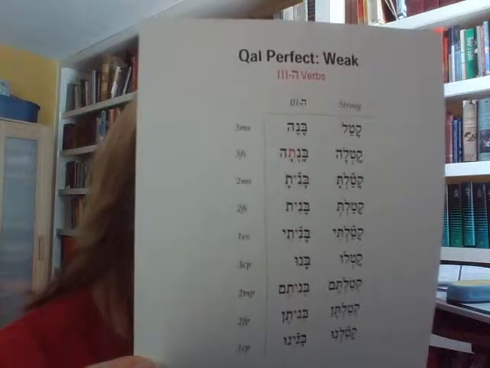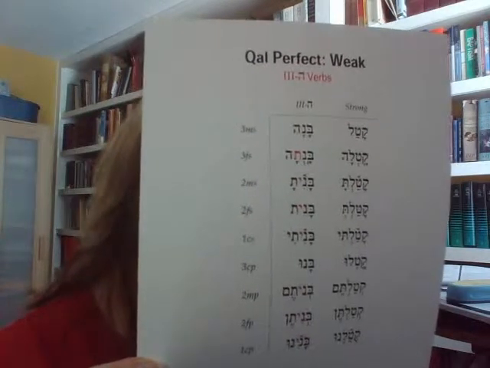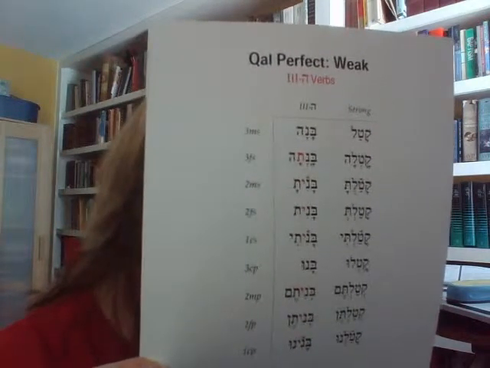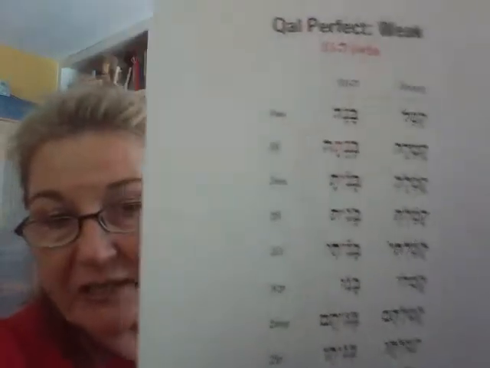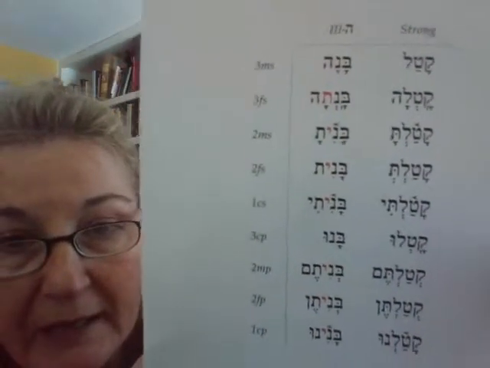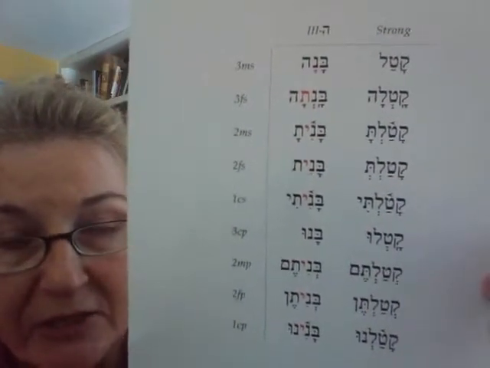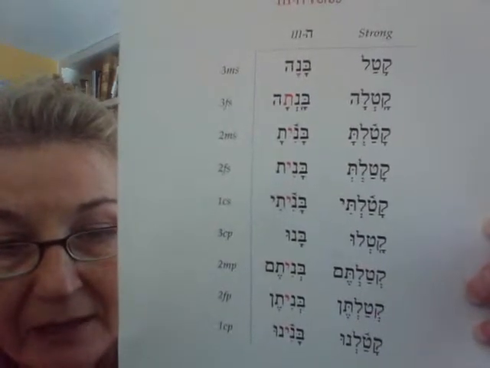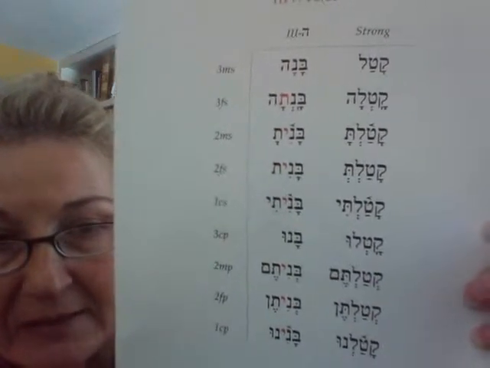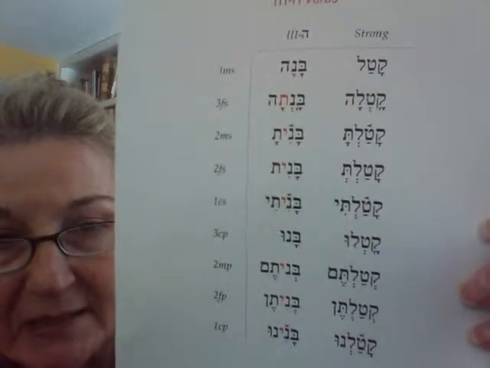Now, fourthly, as in the 3 aleph paradigm, the dagesh lene in the sub-formatives beginning with the tav is absent. So the dagesh lene is lost in this. And again, this paradigm is also in your book, but I've got the changes in red on my sheet here, and it makes it a little bit easier for you to see.